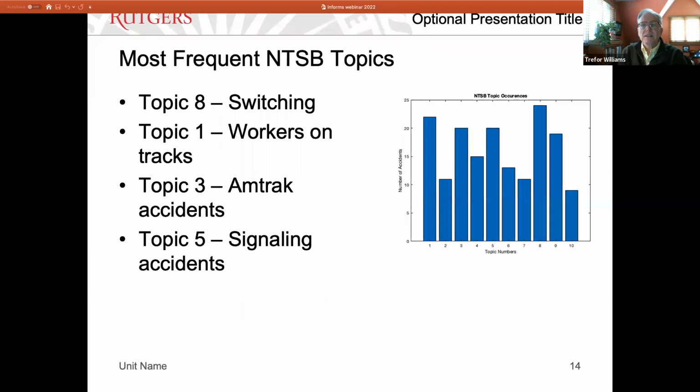And again, the most frequent one was switching. Topic 1, workers on tracks, is a problem. And remember that, because we're going to look at the British next. But remember, this is a different database from the FRA in that it's the bad accidents, injuries, fatalities.